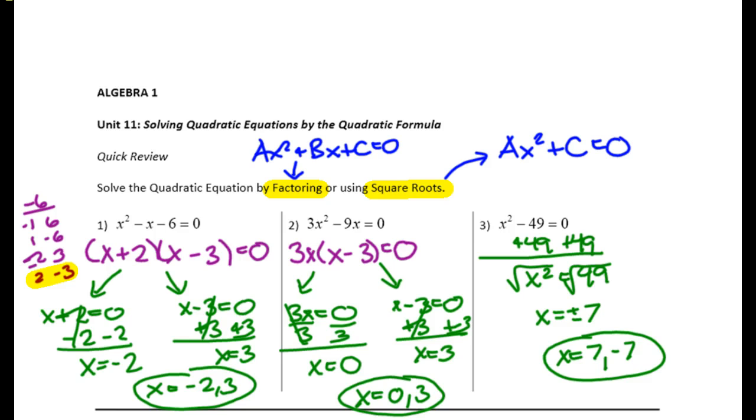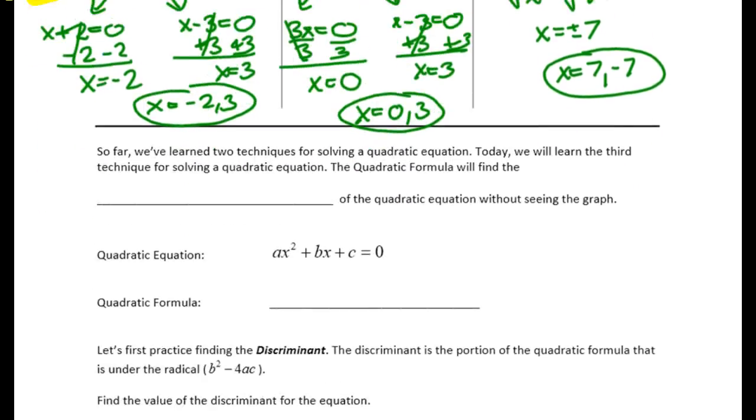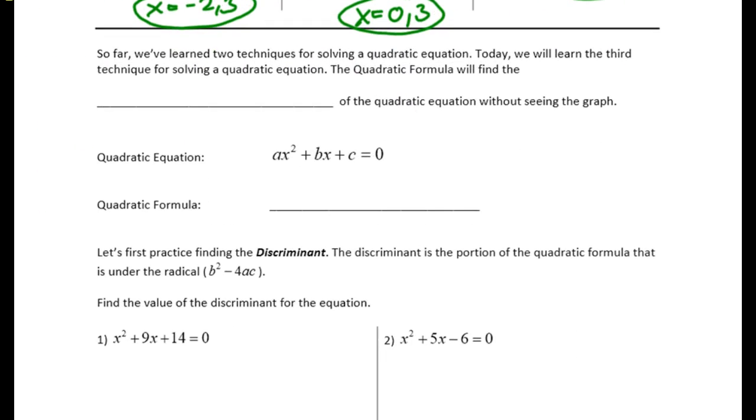So today we're going to learn a new way to solve. Okay? All right, so here the notes say, so far we've learned 2 techniques for solving a quadratic equation. We just reviewed those. Today we will learn the 3rd technique for solving a quadratic equation. And this is called using the quadratic formula.